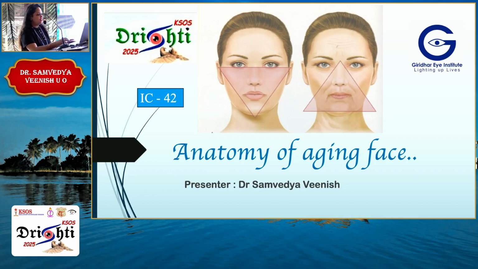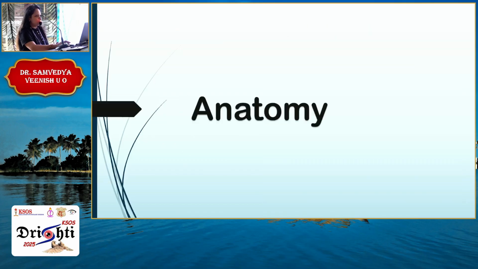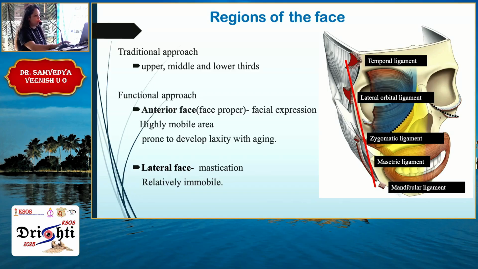Thank you, Dr. Shebin. So my topic is on anatomy of aging face. We know a person's face can give us a lot of information regarding the age, gender, and emotional state. For aging, there are a lot of invasive and non-invasive procedures to reduce the signs of aging, which are based on the anatomy of the face. The anatomy of the face in a traditional approach can be divided into thirds, and in a functional approach it can be divided into anterior face and lateral face, by a vertical division, which corresponds to the facial retaining ligaments.